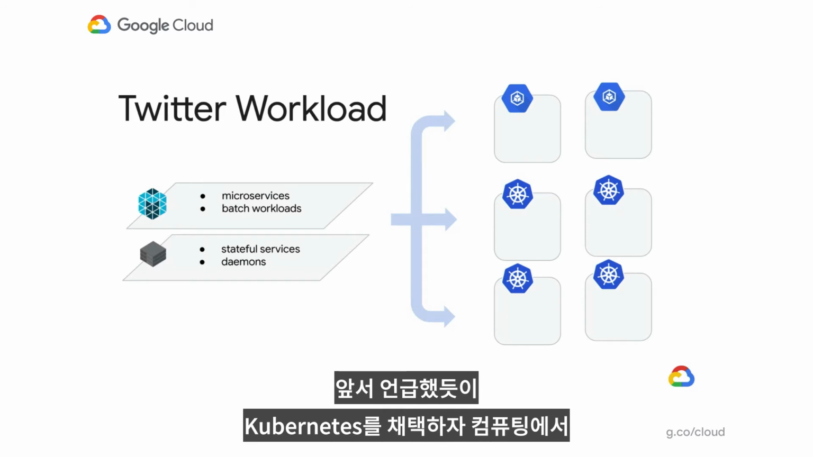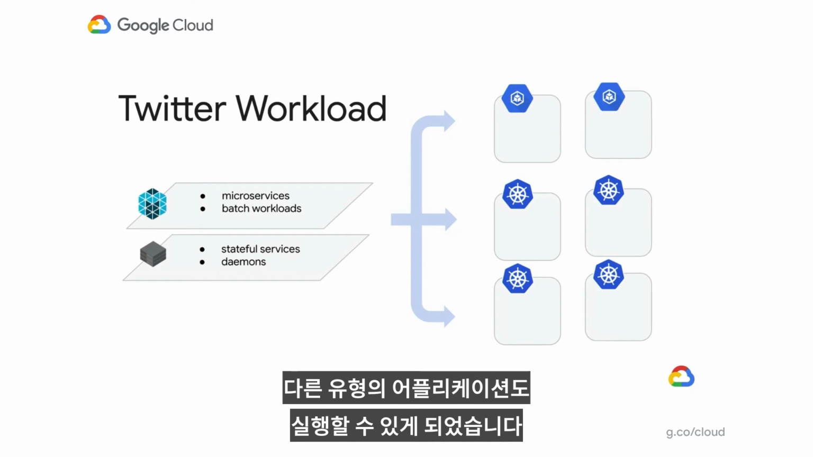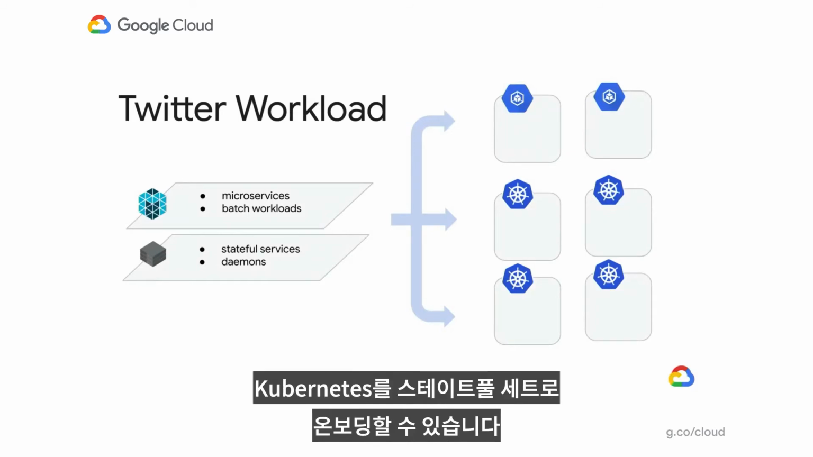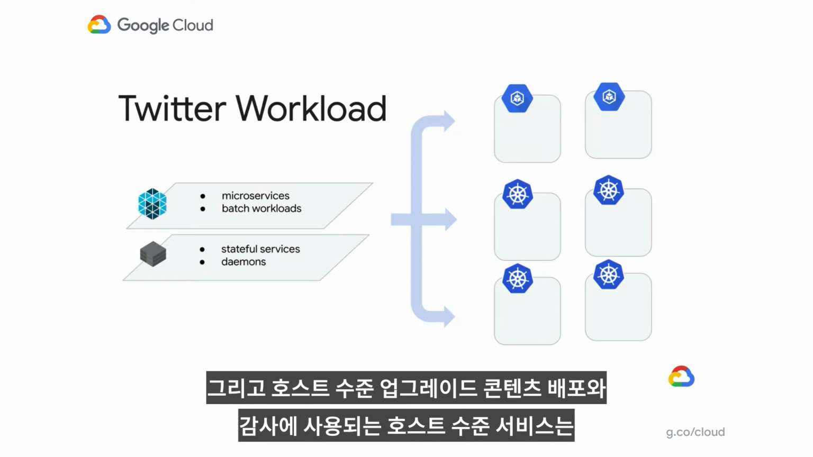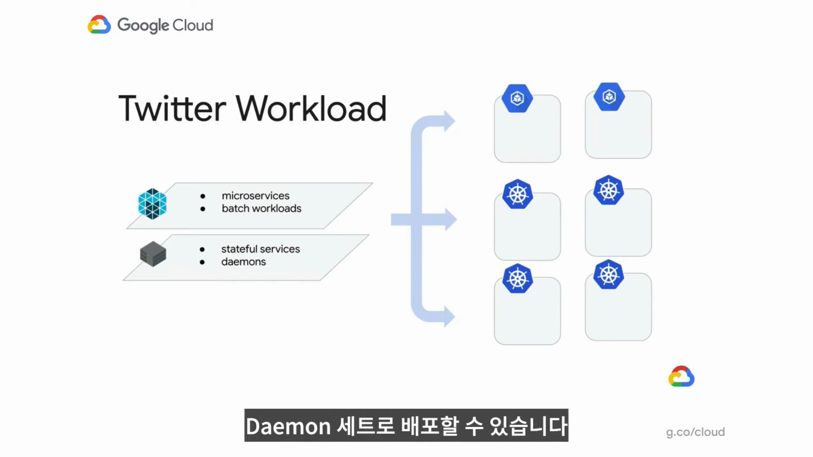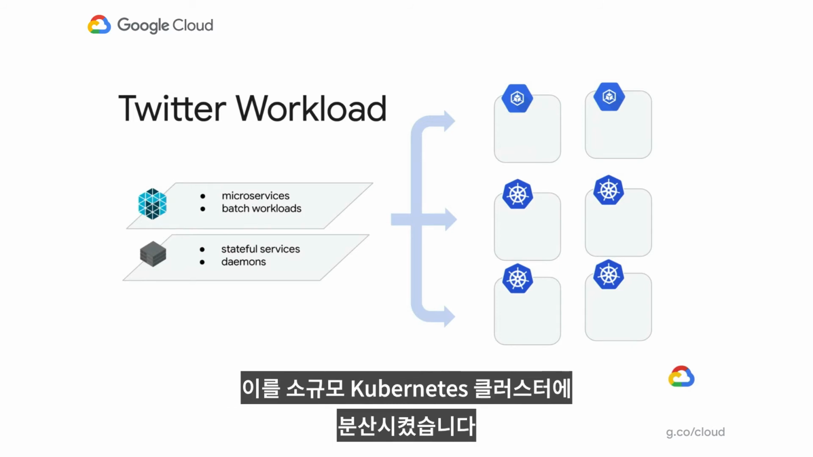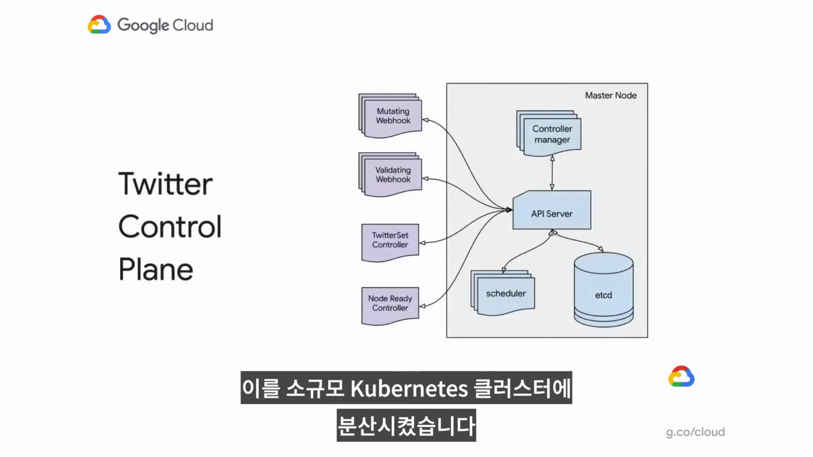As we mentioned before, adopting Kubernetes gave us an opportunity to run other types of applications on compute as well. For instance, stateful applications that are currently running as bare metal services can onboard Kubernetes as stateful sets, and host level services used for host level upgrades, content distribution, and auditing can be deployed as daemon sets. In short, we profiled what's running on our current large data centers and we spread them across smaller Kubernetes clusters.